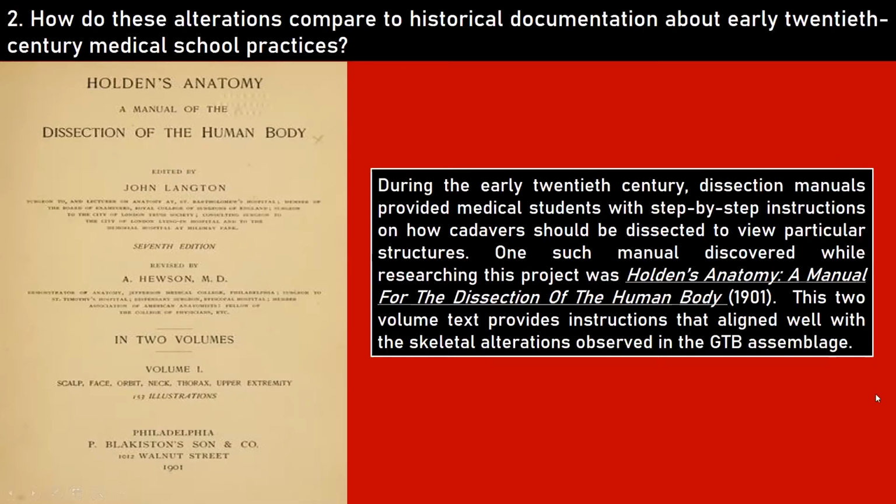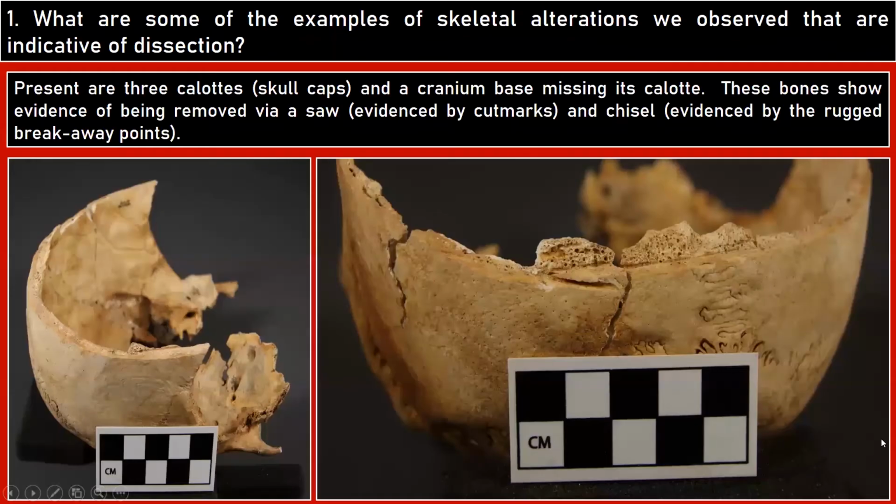So for our first skeletal example, we're going to go back to craniotomies, of which there were 4 cases in the assemblage. The example on the slide shows the posterior or back portion of a skull base, which has the skull cap removed. Now, we know that the skull cap was removed from the base through the use of a saw due to a few reasons.